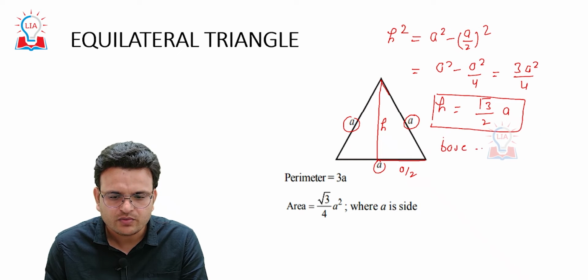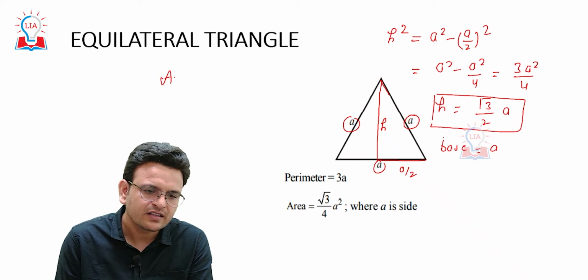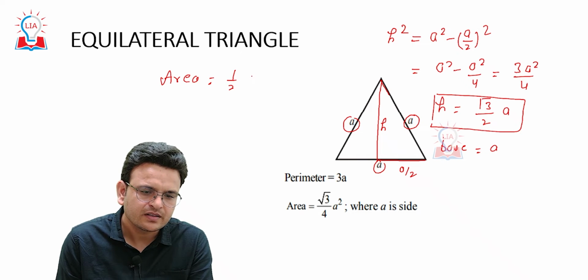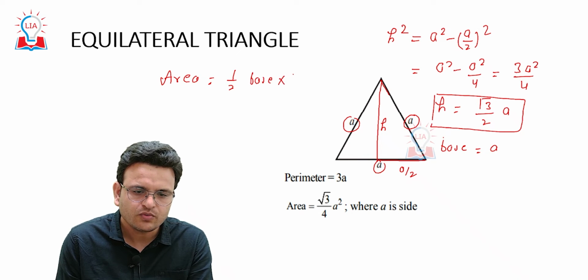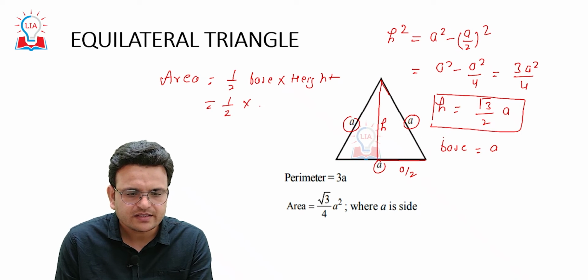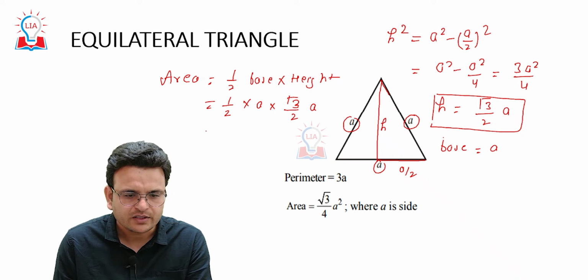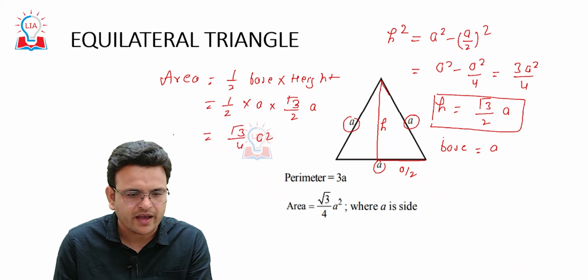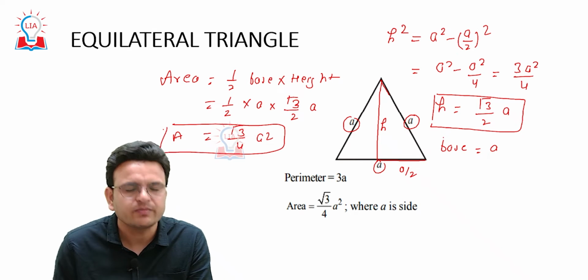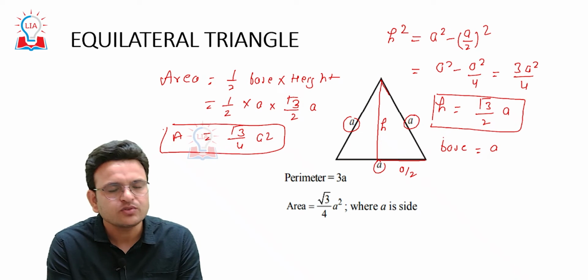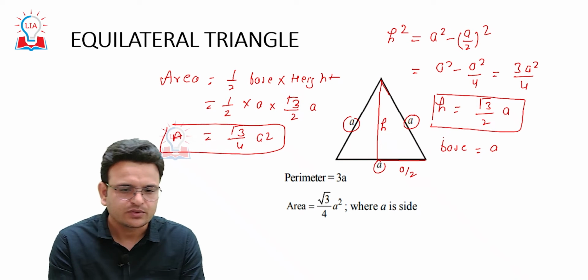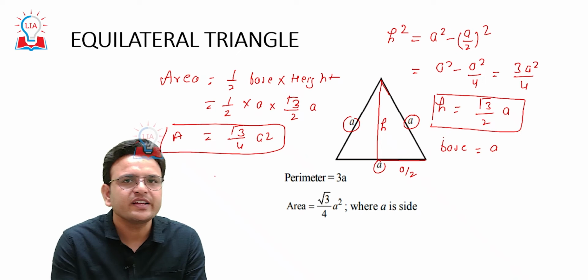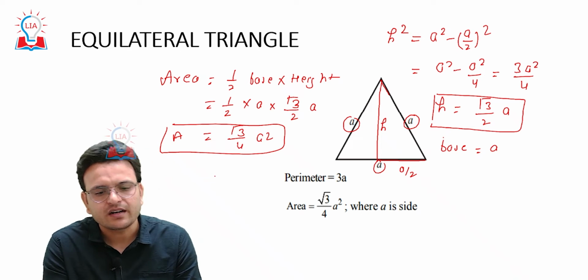The base of this particular triangle is equal to A. Then area will be half base into height. Half base is A and height is root 3 by 2 A. So it becomes root 3 by 4 A square. So this is the formula you have to remember. How we got this formula you should know that also. This is the way we can get the area of an equilateral triangle.